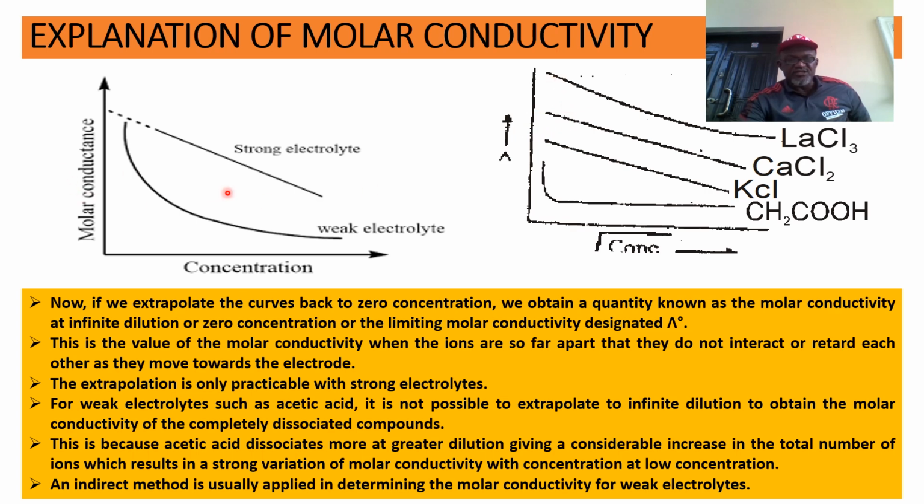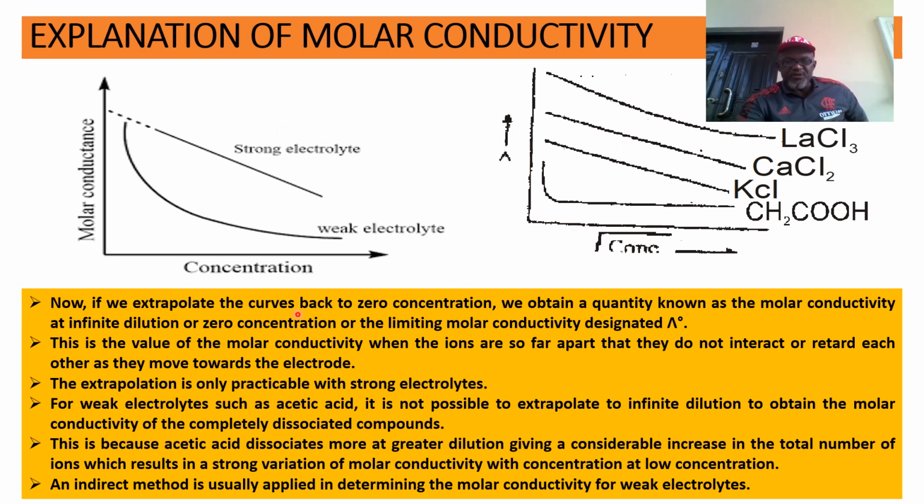extrapolate just like we did here. Look at these dash lines here. It shows extrapolation to the y-axis, and that gives us molar conductivity at infinite dilution, as we're going to see. But here, we can extrapolate for this first line, this second line, this third line for lanthanum, calcium, and potassium chloride, but we cannot extrapolate for acetic acid. Acetic acid is a weak acid, so the behavior is different from these three strong electrolytes. So let's explain all these two diagrams here.